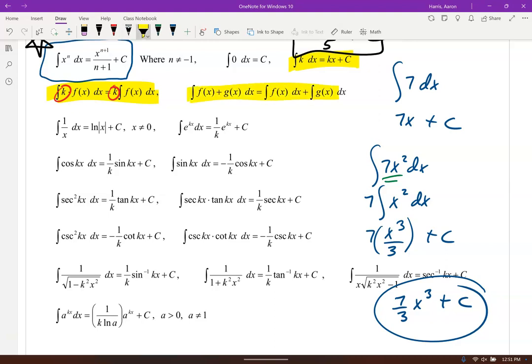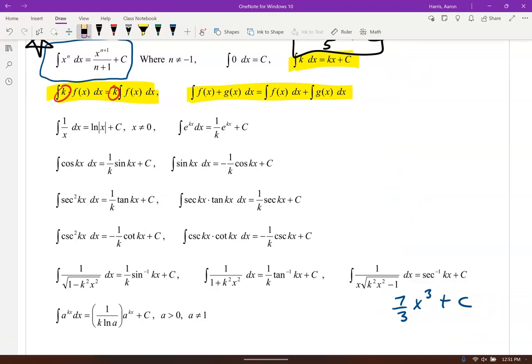This fourth one here, you can split up with a plus or a minus between them as well. You could put a minus there as well. Let me have you add in this one as well. The integral of a to the x is 1 over the natural log of a, times a to the x, plus a constant.